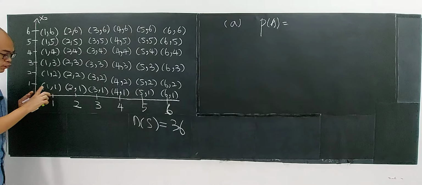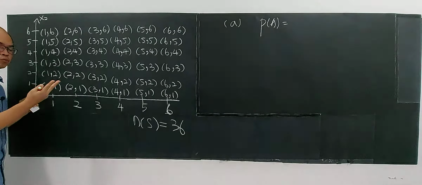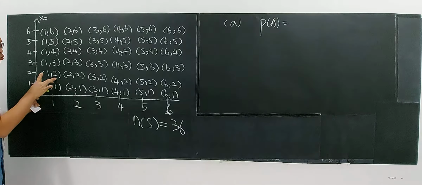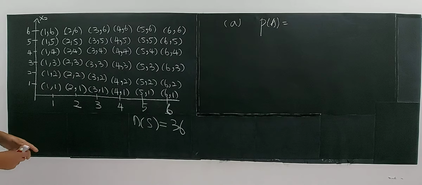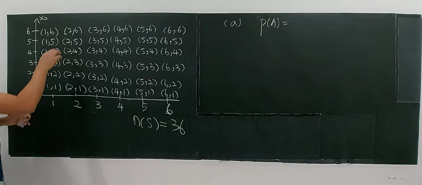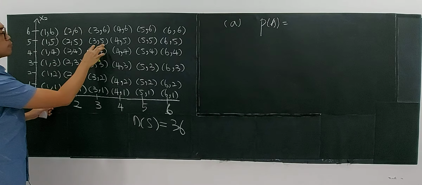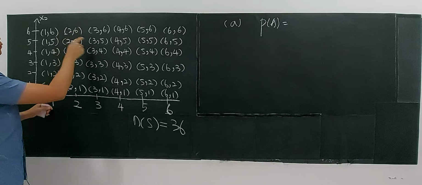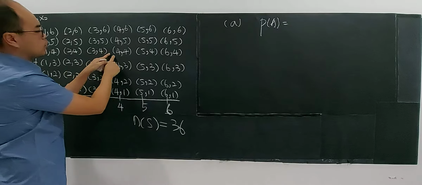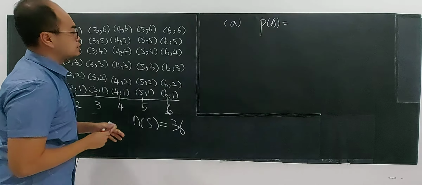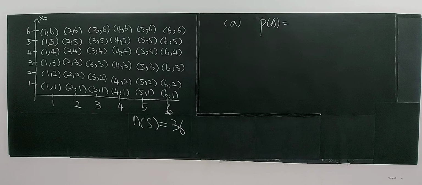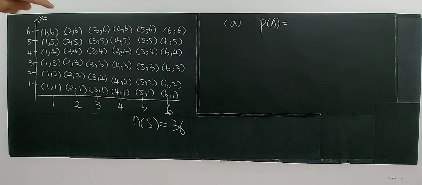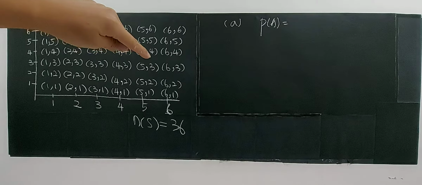What do we mean by the sum of two numbers? 1 plus 1 is 2, 2 plus 1 is 3. So which numbers, when you add up the two scores, give you 8? Definitely 6, 2. 3, 5. 6 plus 2 is 8, 5 plus 3 is 8, 4 plus 4 is 8. Is there any other combination here that gives you 8? No, right? You see, only 6 2, 5 3, 4 4, 3 5, 2 6.